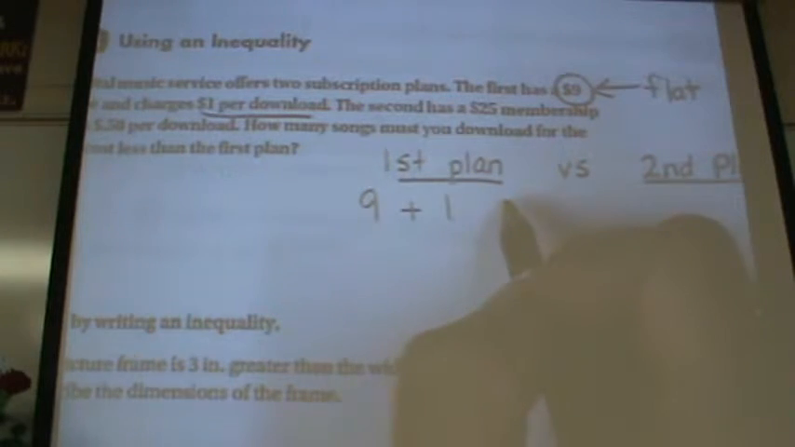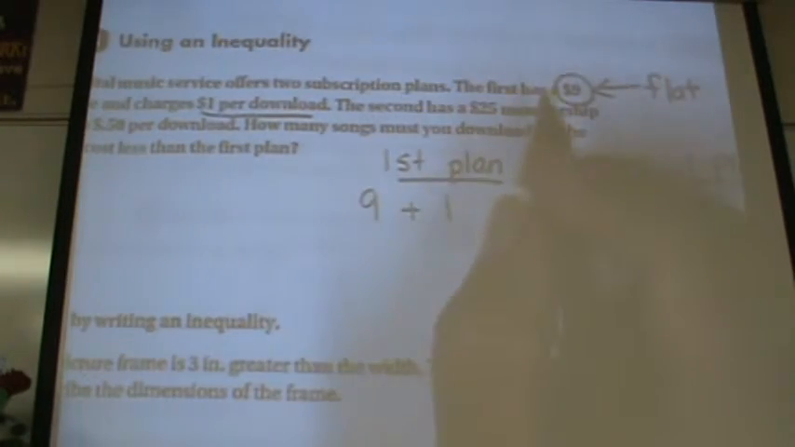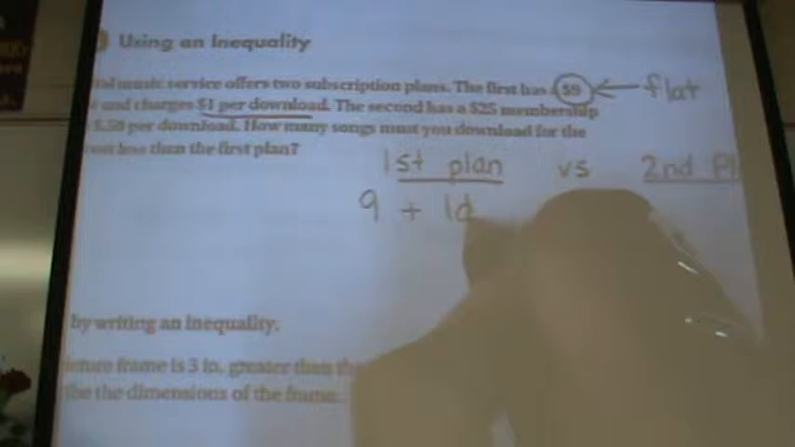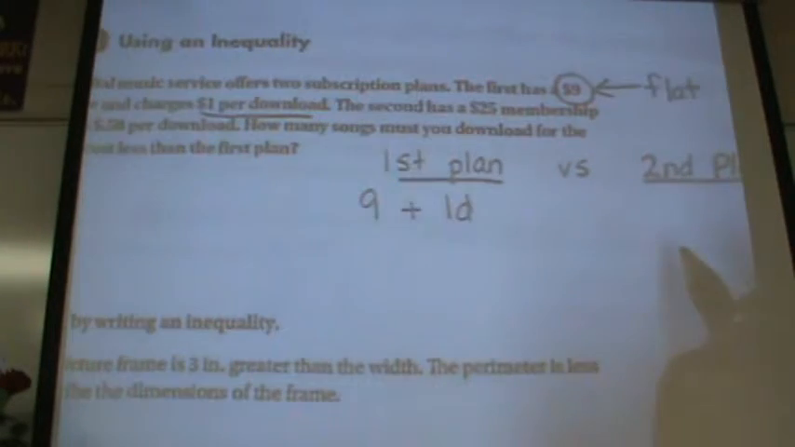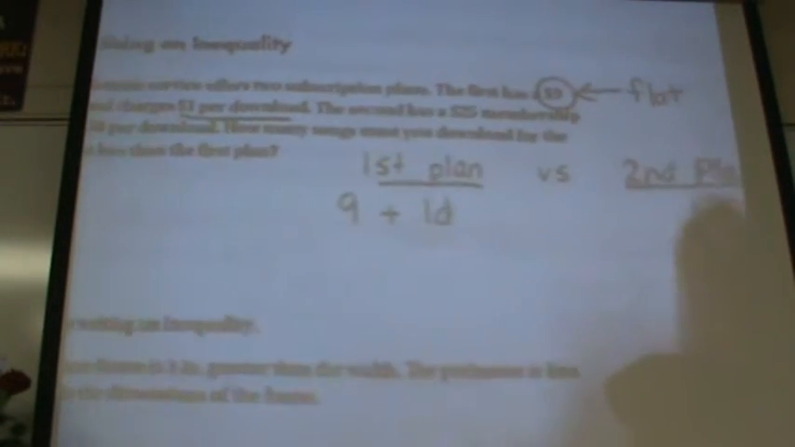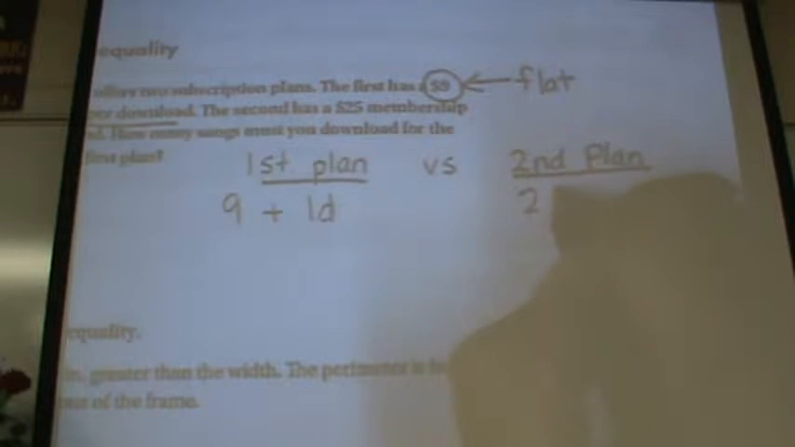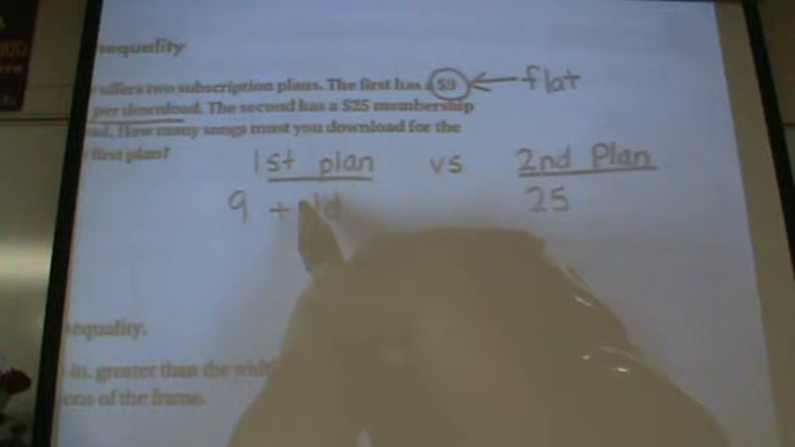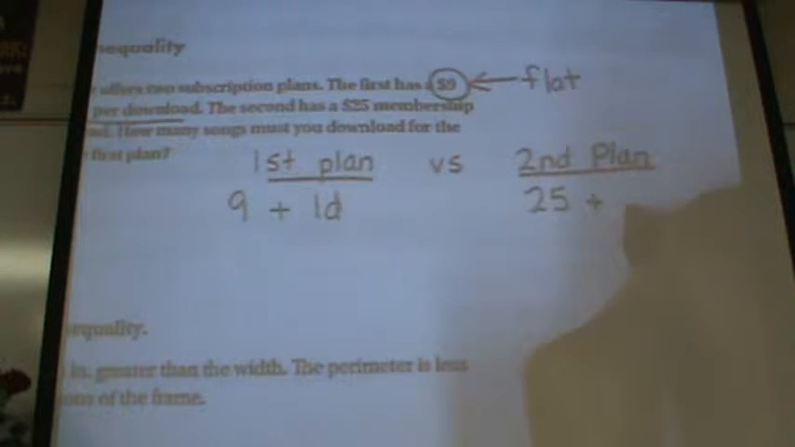So we need a variable. Where would we put the variable? Right next to the 1. So D is the number of downloads. Now the second plan charges $25. It's a little larger than the first plan, but then they only charge 50 cents for a download.